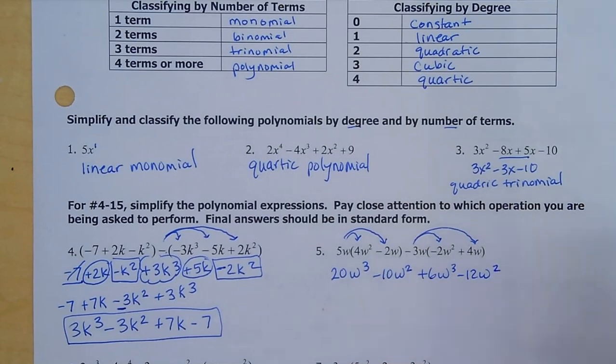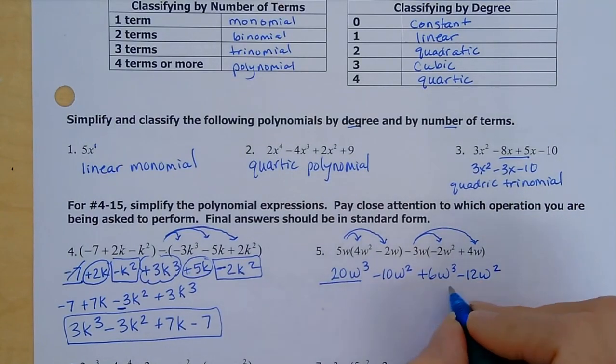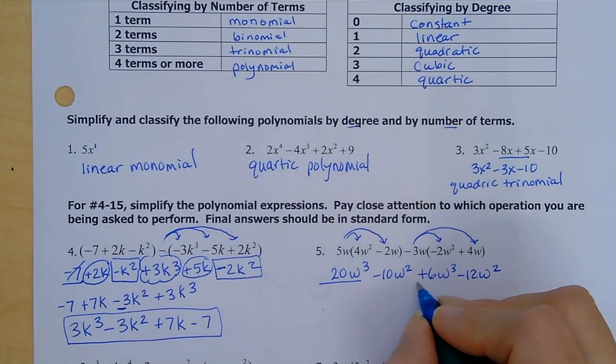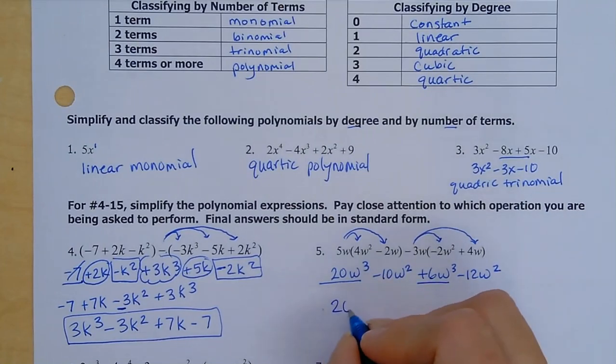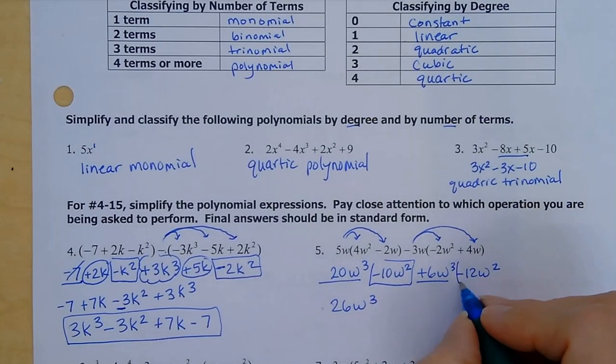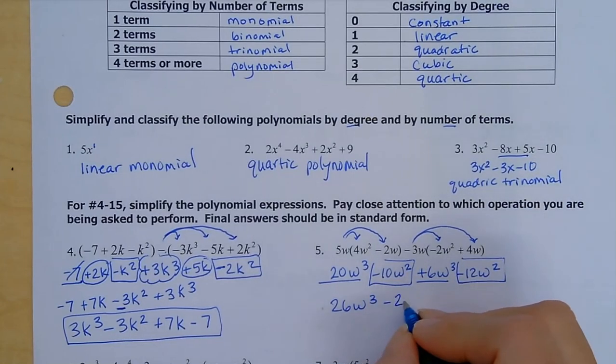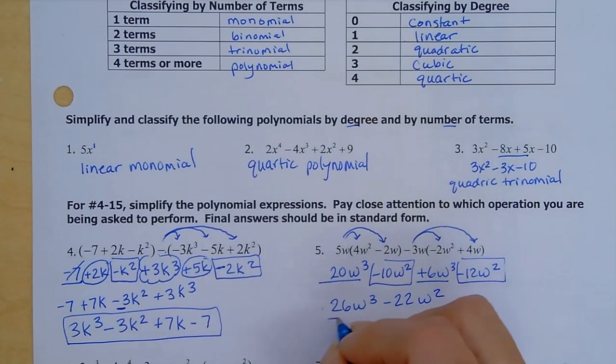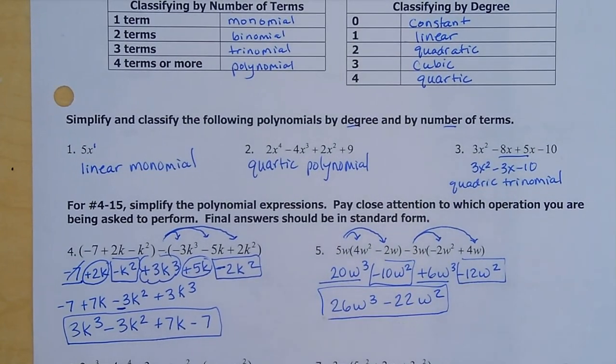12w squared. And now I'm looking for common terms. W cubed right there. I have 26w cubed. And then I have negative 10w squared and negative 12w squared. So that's negative 22w squared. And that should be it.